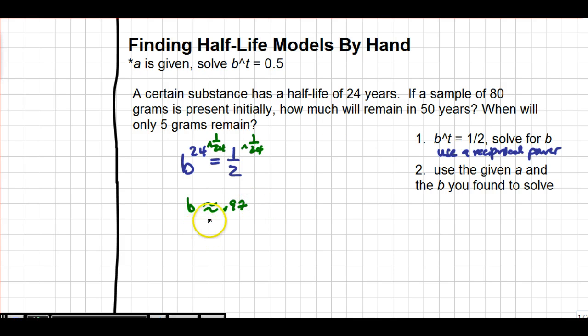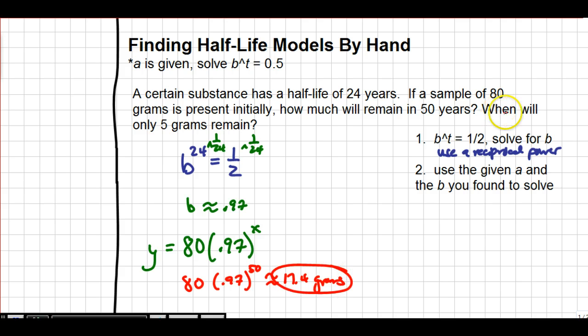Now they tell you that the A value is 80. The sample has 80 grams present initially, so that's A. 0.97 is the B I just found, and I'm going to raise that to the X. So there's my model. How much will remain in 50 years? All you would do there is fill in 50 for X. So you'll type in 80 times 0.97 to the 50th, and you get about 17.4 grams.